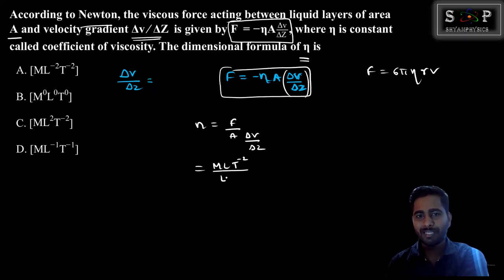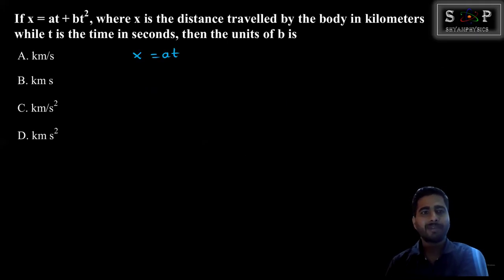Divided by area is L to the power 2, dv velocity L t power minus 1, dz it's a length. Okay, so length cancel, one more length cancel, so the answer is m L to the power minus 1, t to the power minus 1, option D. Okay?